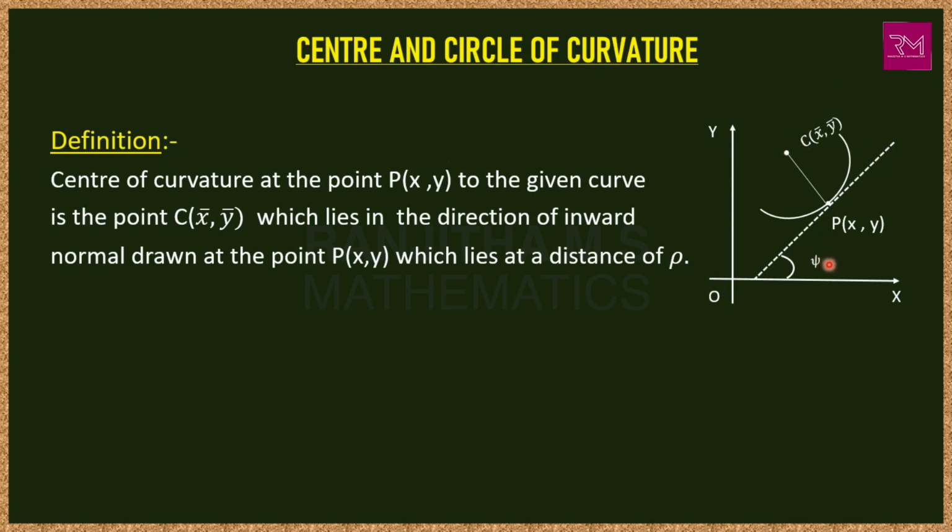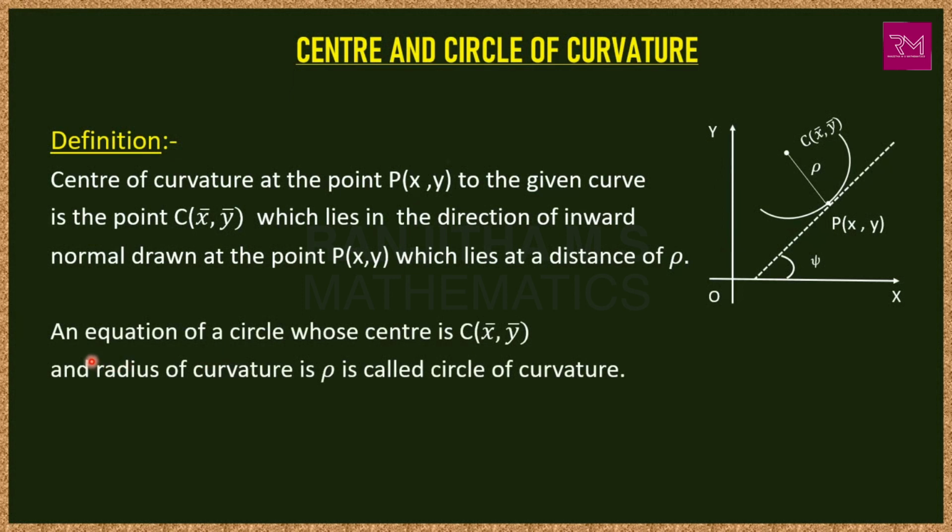So, what does the definition of center of curvature say? At the point P(x, y) to the given curve, the center of curvature is C(x bar, y bar), which lies in the direction of the inward normal drawn at the point P(x, y), at a distance of rho. The distance from C(x bar, y bar) to P(x, y) is rho, where rho is the radius of curvature. So this is the definition of center of curvature.